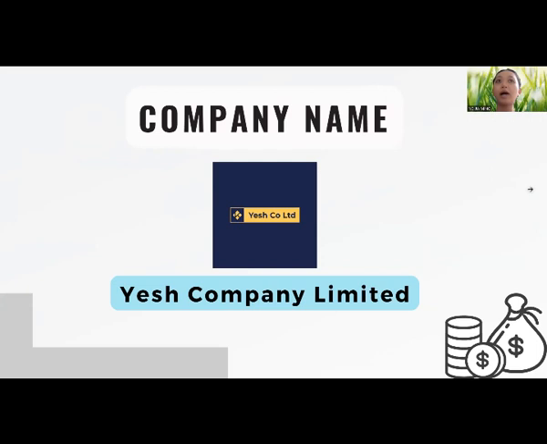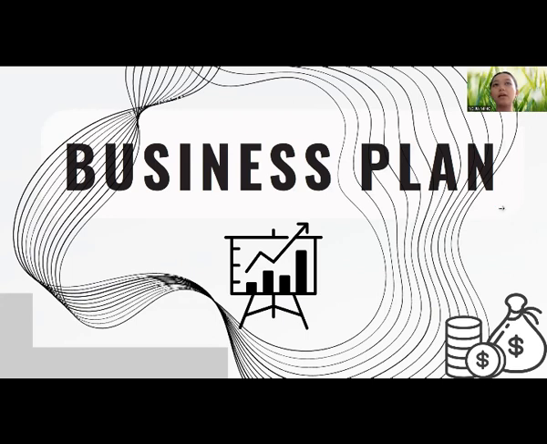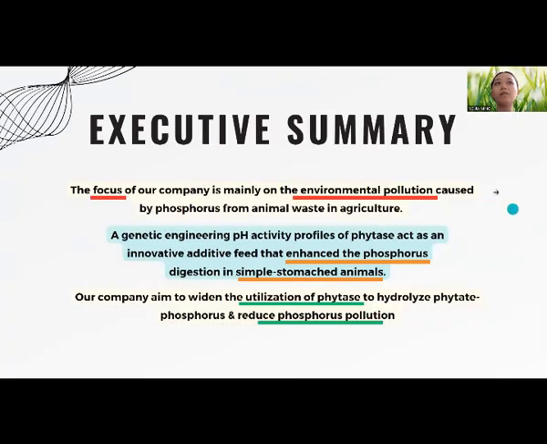Next, I will introduce our company name, which is Yes Company Limited. Followed by the business plan. For our business plan, we made it in many forms, which includes the executive summary. Our focus is mainly on the environmental pollution caused by phosphorus from animal waste in agriculture.